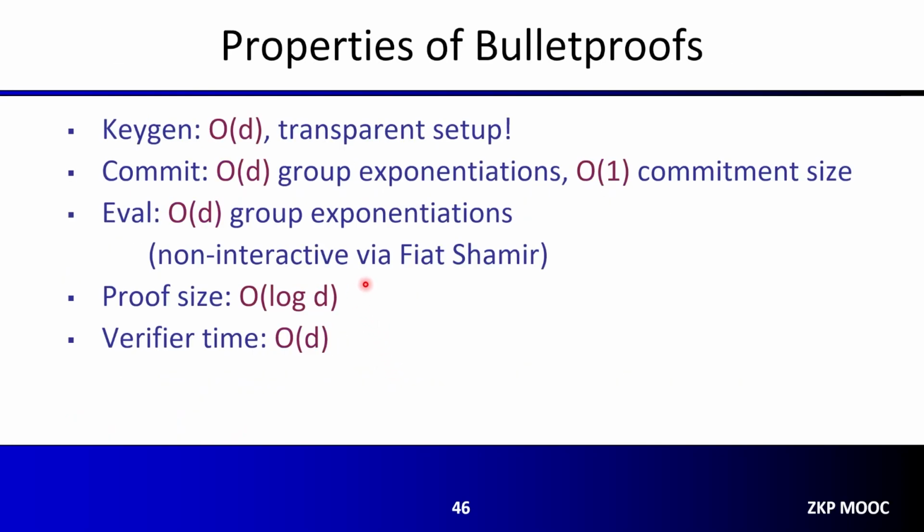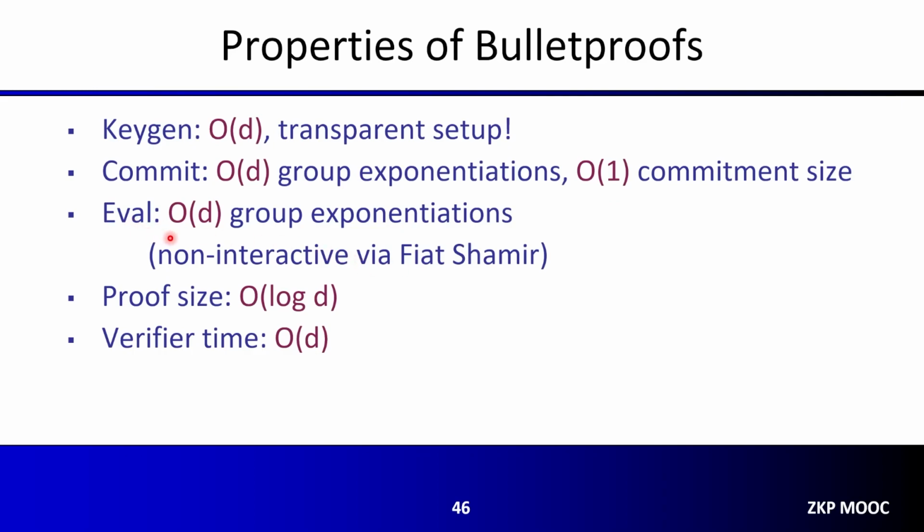So finally, let's take a look at the properties of these bulletproofs. In the key generation, there's no trapdoor or toxic waste. The setup is transparent, and the size of the global parameters is linear in the degree of the polynomial. So this solves the problem of the KZG polynomial commitment. To commit to a polynomial, it also takes order of d group exponentiations, and the commitment is again of constant size, one element in the group.